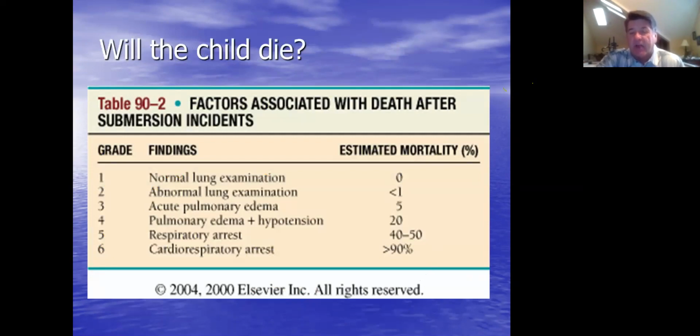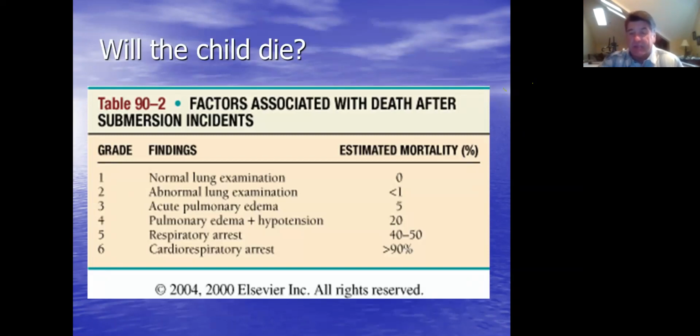This is out of an emergency medicine text, and it has a grade of 1 through 6 and estimated mortality. So if a child after a drowning incident has a normal lung exam, chances of mortality are pretty low. An abnormal lung exam could mean anything from wheezes to crackles, usually around 1%. If I see pulmonary edema, like I would in congestive heart failure, that could go up to about 5%. If I see pulmonary edema with low blood pressure, mortality goes up to 20%.